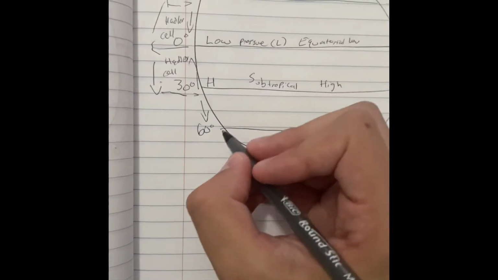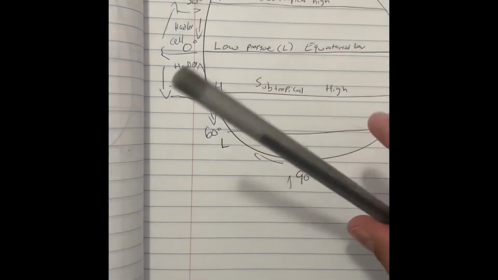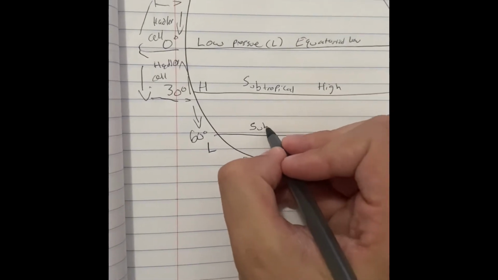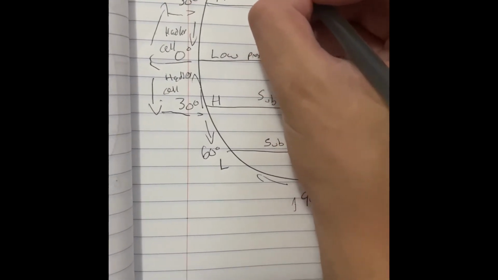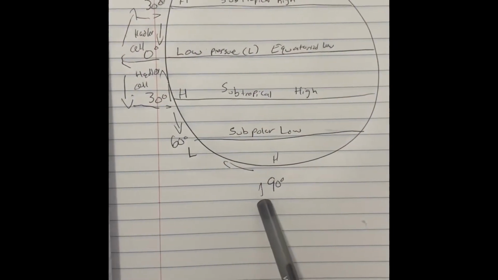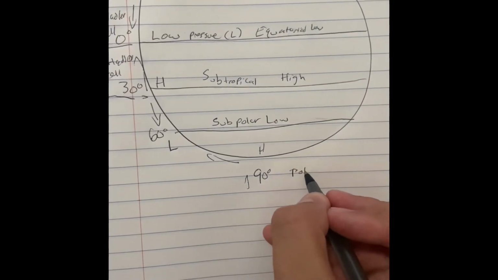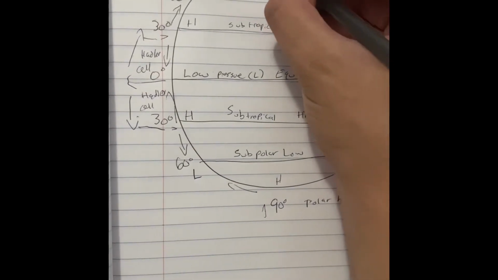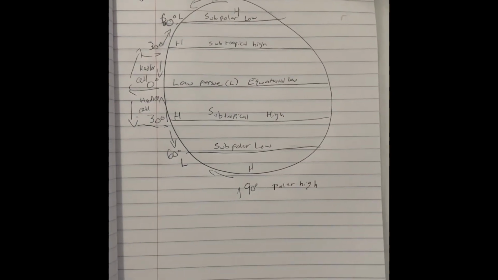And what happens at convergence? Low pressure. So this is going to be our next band that we're going to define as the subpolar low, and that's going to be an area of low pressure. And this up here at 90 degrees with our high pressure is going to be called the polar high. So here we have that.